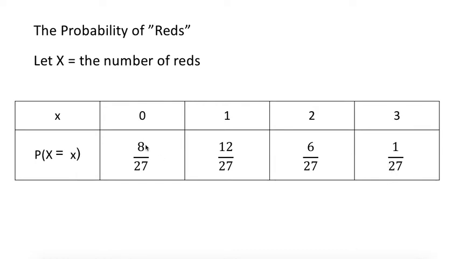Okay, then I count them up, and then I can put them in my table. And I double check here, 18 plus 12 is 30, plus 6, 36... 27 out of 27, yeah, 1. It is certain that I will get one of these 4 results. Okay.